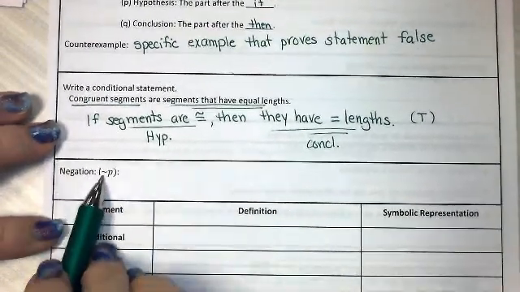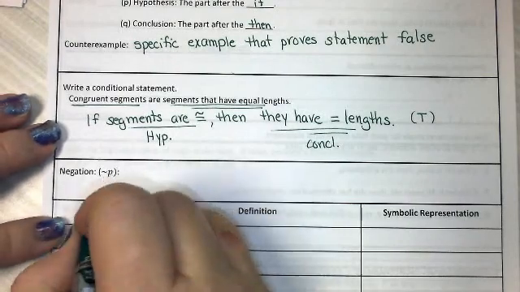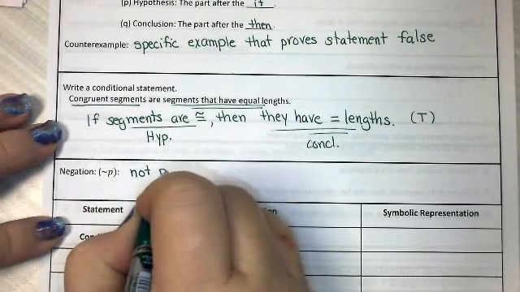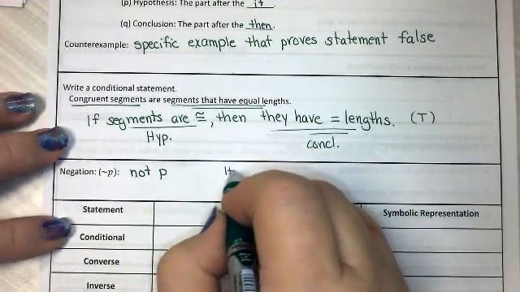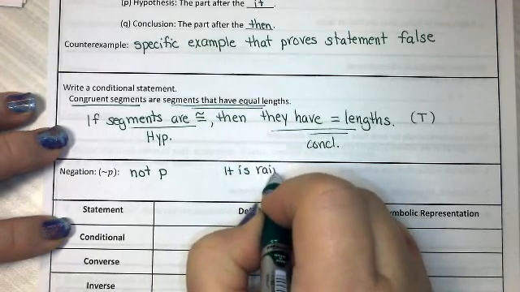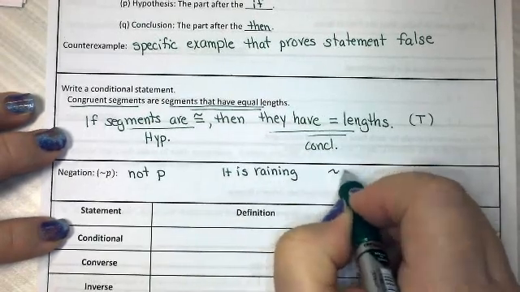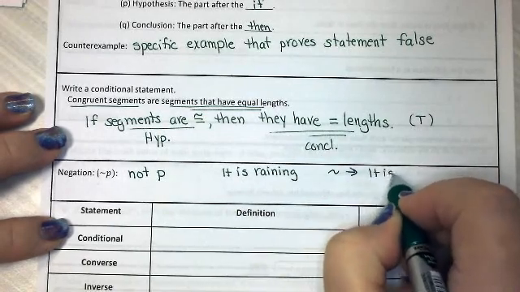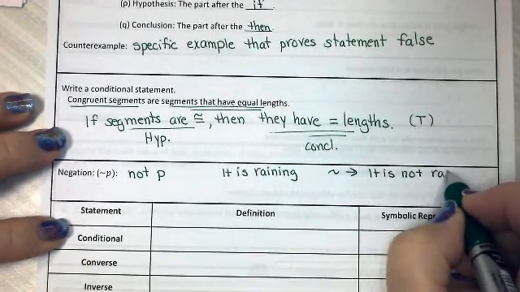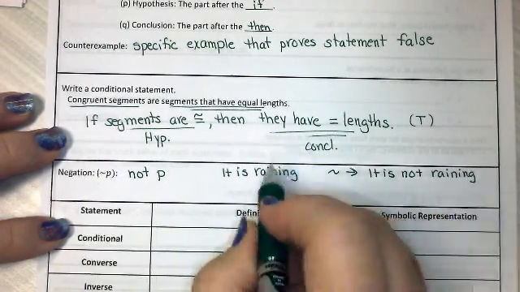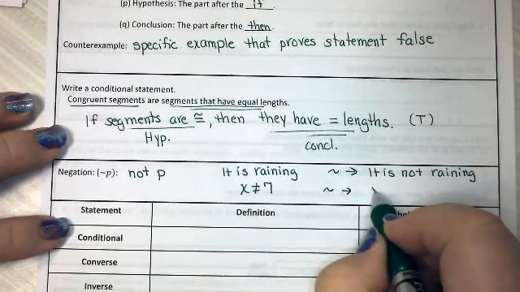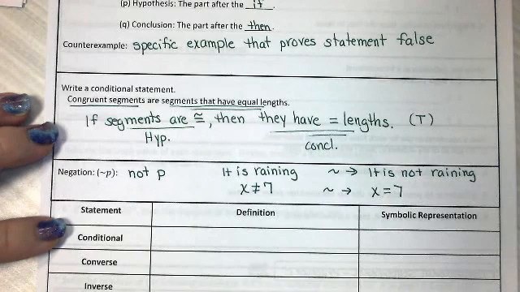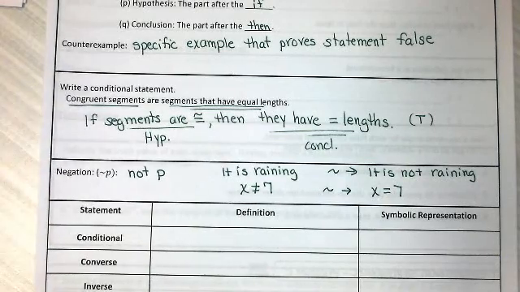A negation is a little squiggly line in front of P, so that's not P. A negation is the opposite. So if I said it is raining, the negation of that would be it is not raining. If I said x does not equal 7, the negation of that would be x equals 7. So we either insert the word not or we remove the word not to do the negation to create the opposite.